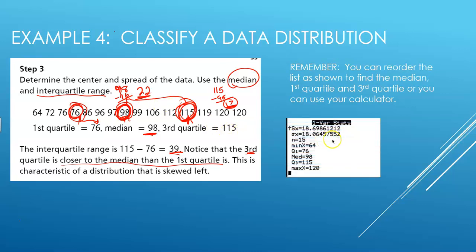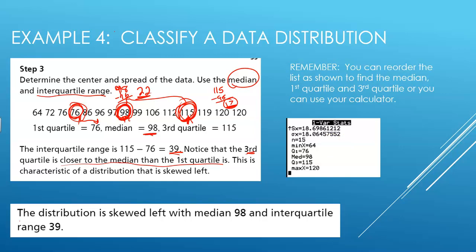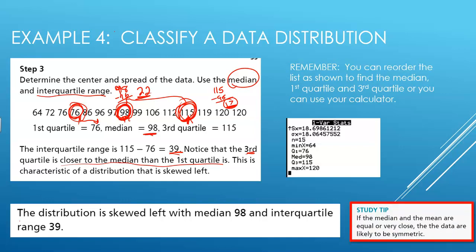Again, on the TI-84 Plus CE, it puts these 5 numbers in order, so you can do an analysis that way and get the same information. So the distribution is skewed left with a median of 98 and an interquartile range of 39. These are numbers that are helpful for analyzing the data. Remember, if median and mean are equal or very close, then the data are likely to be symmetric.